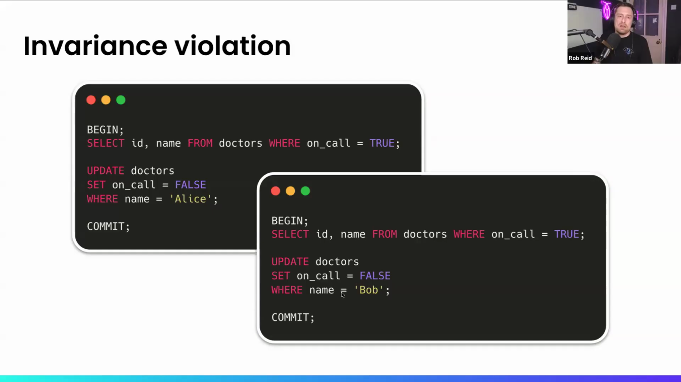That's the invariant violation. We do have a quick question here. I've just seen this. As there are so many limitations for DSQL, then what is the use case for DSQL? It's a good question. I'll answer that now.